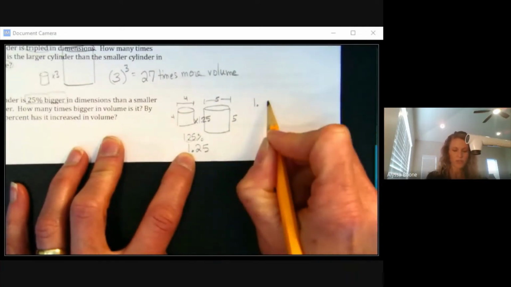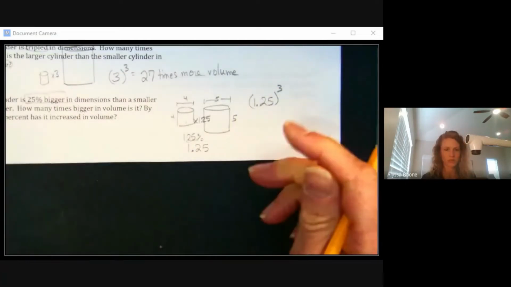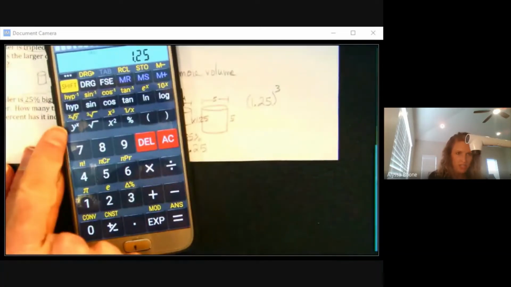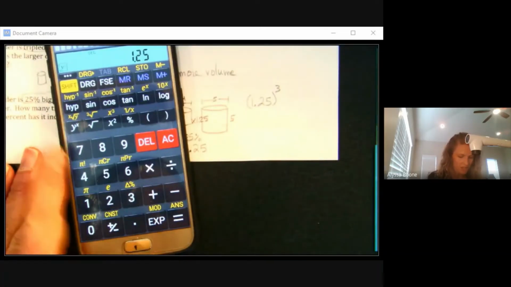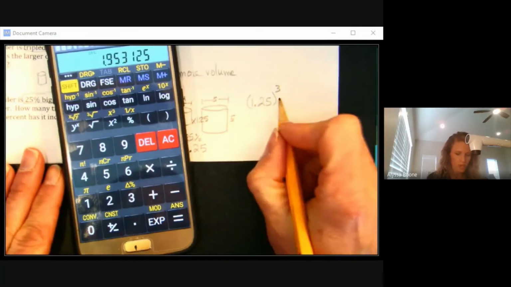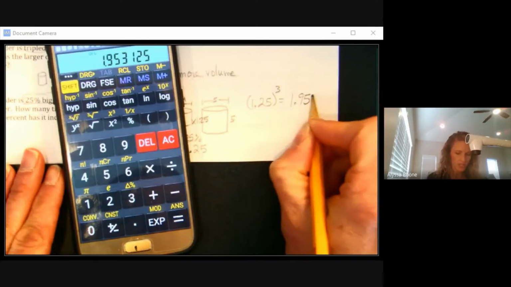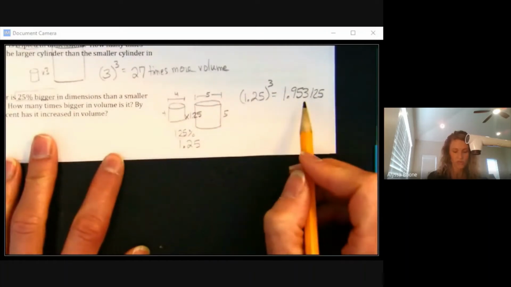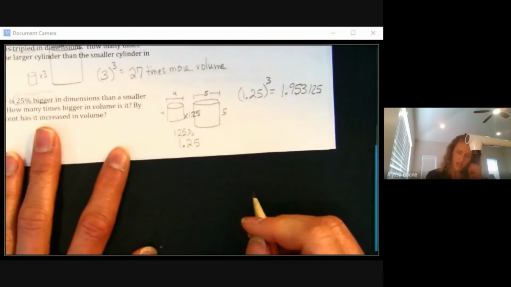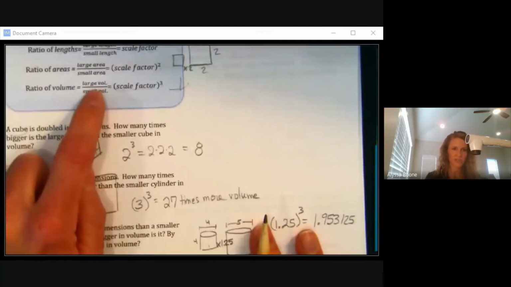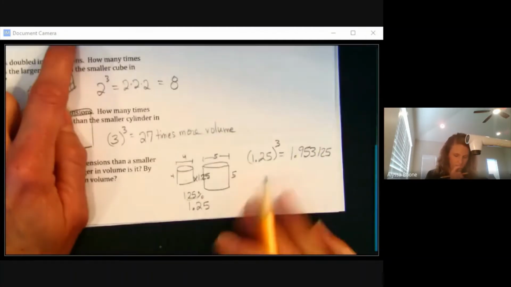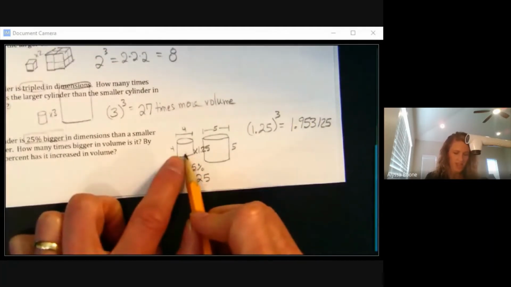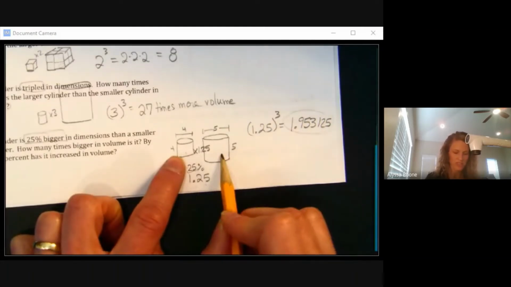Let's do 1.25 cubed. And we're going to pull out the little calculator, 1.25 cubed. So on my calculator, I'm going to hit the y to the x and give it the cubed power. And that equals 1.953125. I won't need all those digits. So that is the ratio of the volumes. So that would be my large volume divided by my small volume. So I guess one way to think of it would be this volume times this number equals this number.